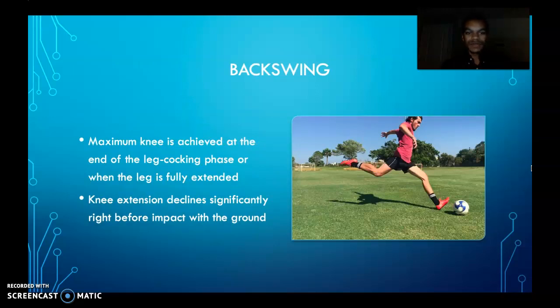During the backswing, maximum knee flexion is achieved at the end of the leg cocking phase, or when the leg is about to fully extend. Knee extension declines significantly right before the impact with the ground, so as you're going to plant your foot.